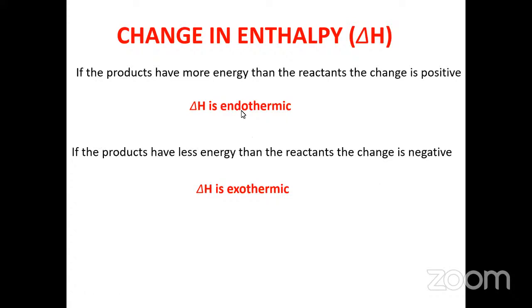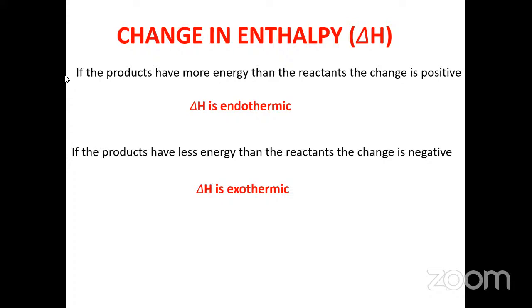So change in enthalpy, we're still talking of that. If the products have more energy than the reactants, the change is positive, because you will always subtract the energy of the reactant from that of the product. So that is why you will have the change positive, and that is when you will have endothermic. Your delta H, the change in enthalpy, will be positive. But if the product has less energy than the reactants, the change will be negative.